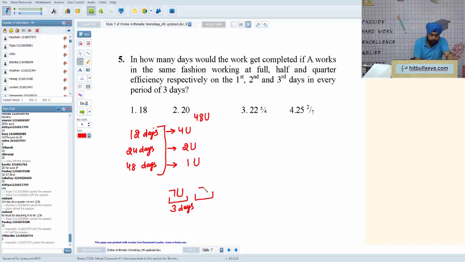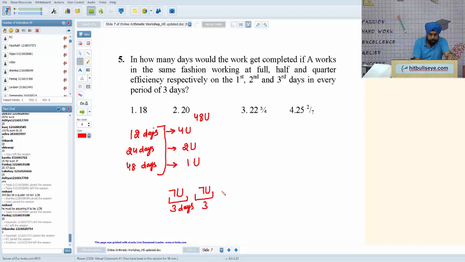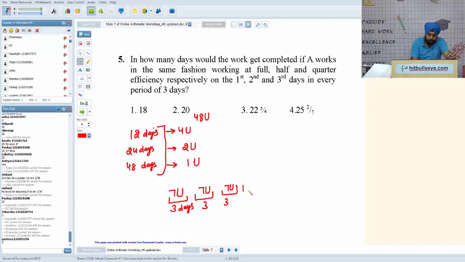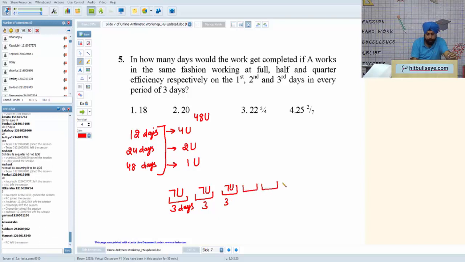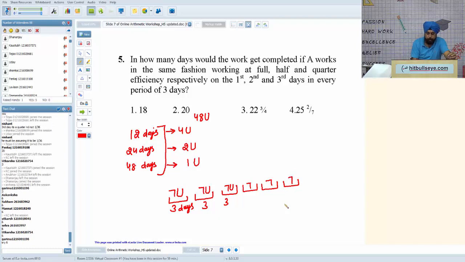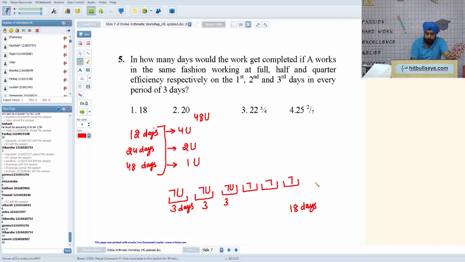Similarly, 7 more units in 3 more days, 7 more units in 3 more days, and so on. Now here you need to judge, students. 7 units can be taken how many times so that you reach close to but less than 48? You will have 6 such cycles, in which you finish 7 units every time, and that will become a total of 18 days. And by now 7 times 6, 42 units have been done.